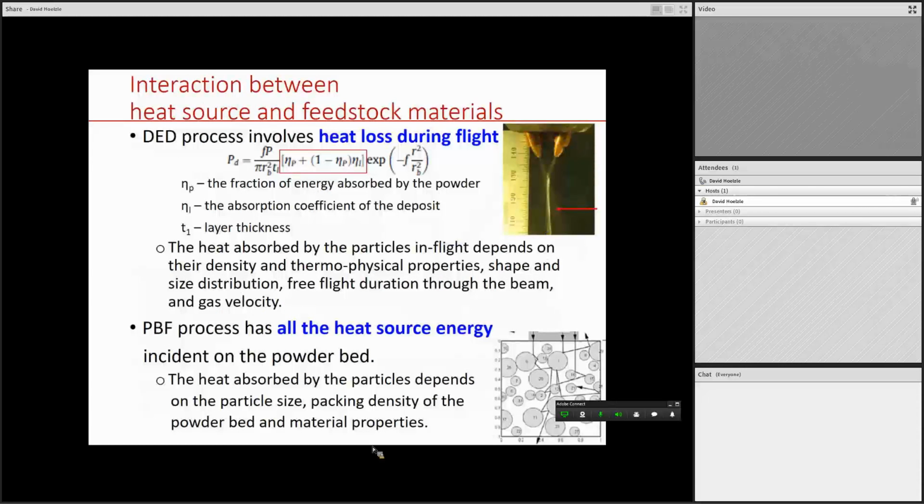Then, when we go to specific process for direct energy deposition, there is a process where the powder fly from the nozzle to the component to the build, so that will cause a heat loss during this flight. So a term involving this is added in the red box.